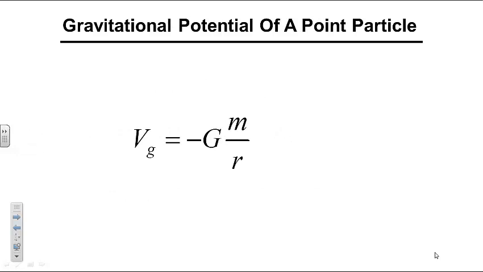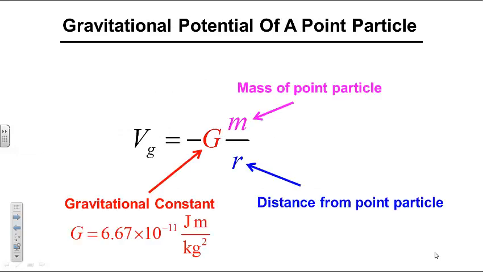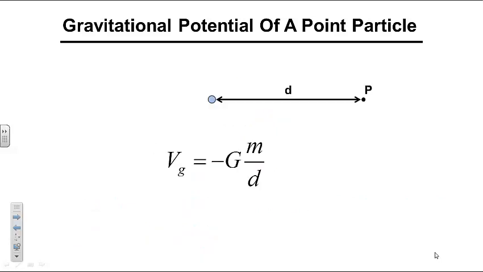This is the equation for the gravitational potential of a point particle. It depends on the gravitational constant, the mass of the point particle, and the distance from the point particle to the position where the gravitational potential is measured. It follows that the gravitational potential of a point particle at a position P, that is a distance d away from the point particle, is negative G times the mass of the point particle divided by d.